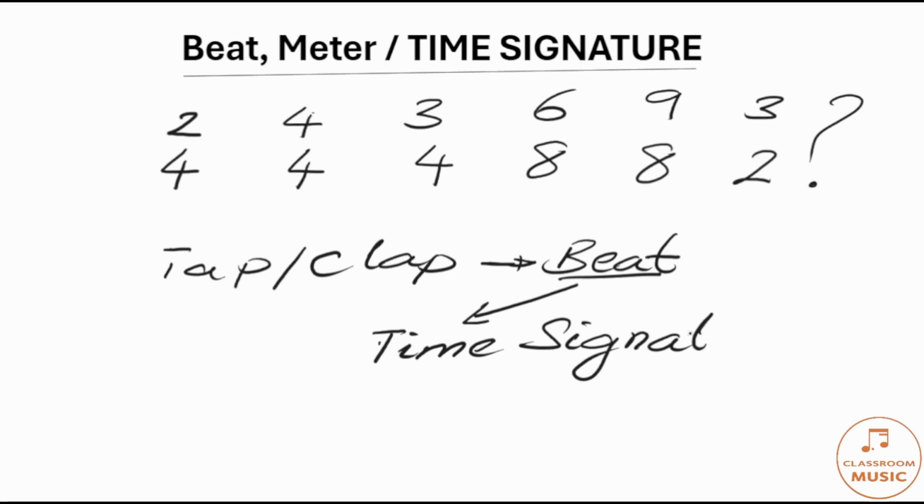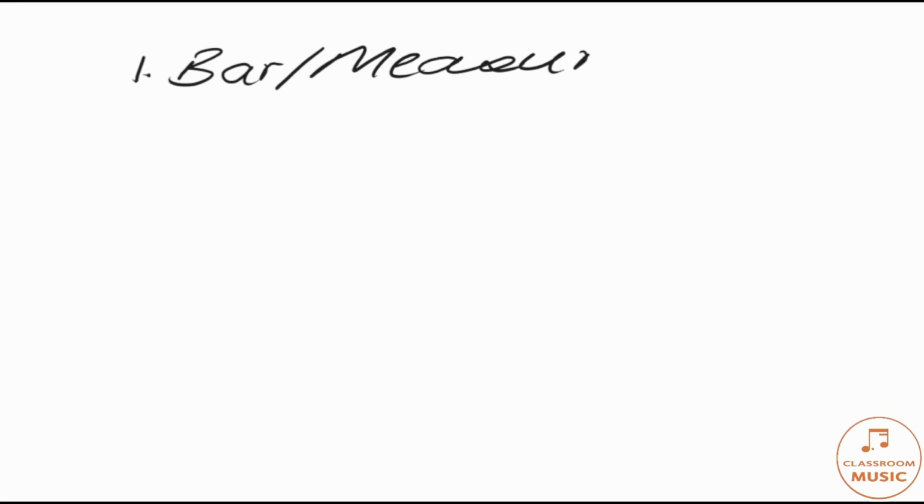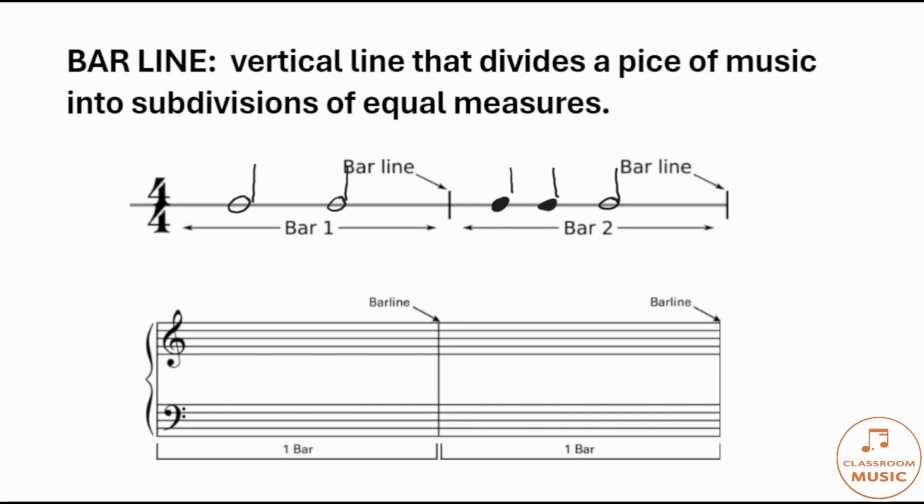Before getting further, let us look at two important elements, a bar or measure and bar lines. A bar line is a vertical line that divides a piece of music into subdivisions of equal measures. These are called bars or measures. They make reading sheet music much easier by making it possible to only process a little bit of music at a time with an improved focus. Consider the example below.